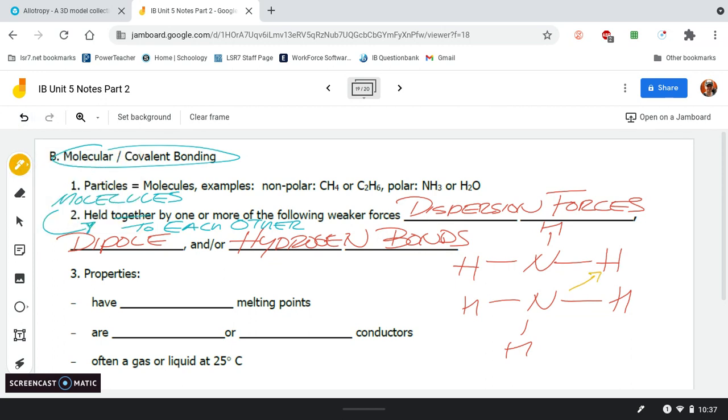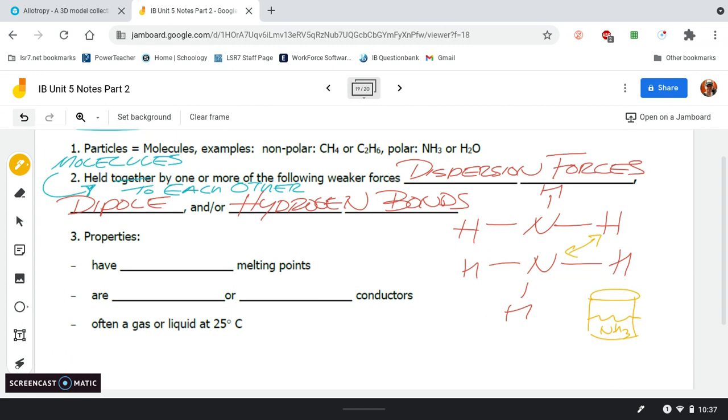So there'd be an attraction right there, that H bond, and that would help a whole bunch of ammonia show up in a container of ammonia liquid, right? So it's going to have a whole bunch of particles in there.